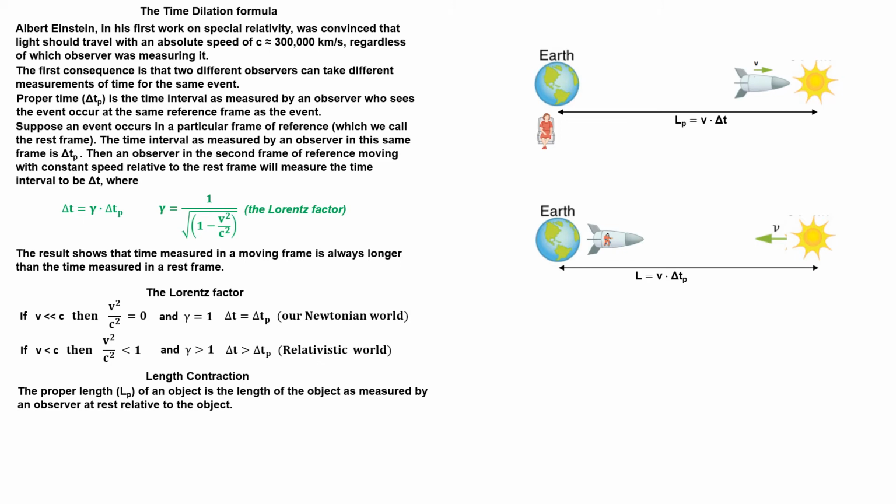The space traveler claims to be at rest and sees the star moving toward the spaceship with speed v, and the time interval until he reaches the star is the proper time. So the distance measured by the space traveler is v times the proper time. We replace delta t with the Lorentz factor times the proper time. Note that the product v times proper time is the length measured by the space traveler. Then, the distance measured by the space traveler is given as follows.